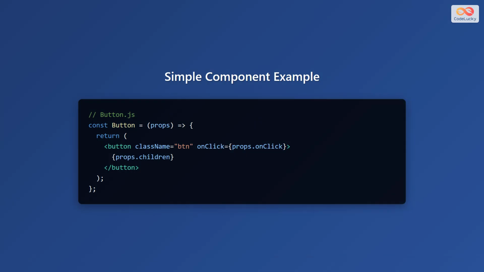Let's look at a simple component example, a button. Here's the code for a basic button component. It receives properties or props and renders a button element with a class name of button. When clicked, it triggers a function passed to it via the onClick property. The content between the opening and closing button tags is determined by the children property.